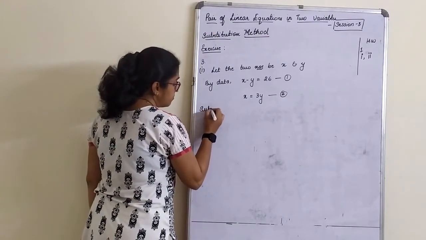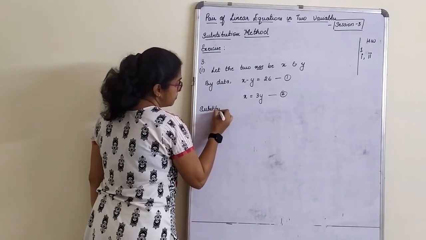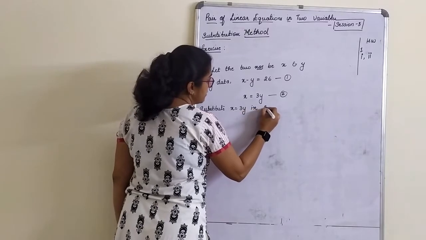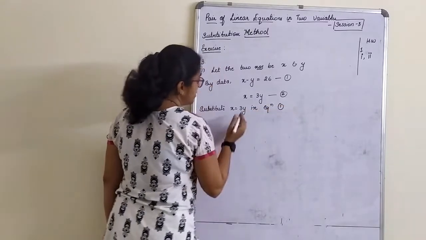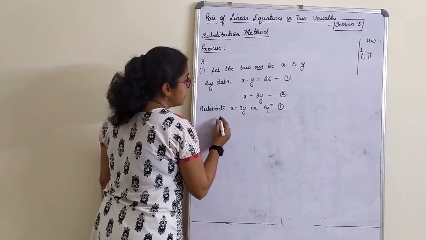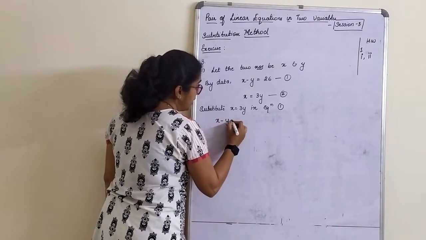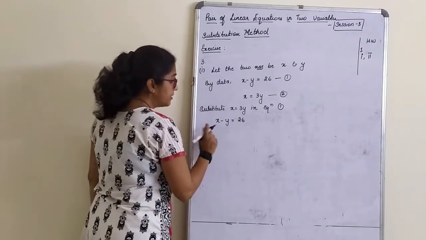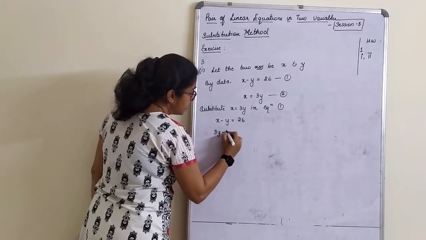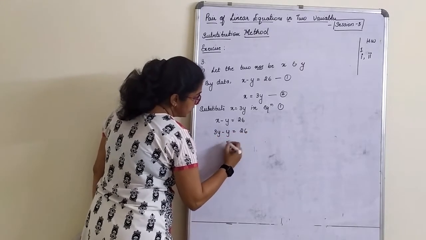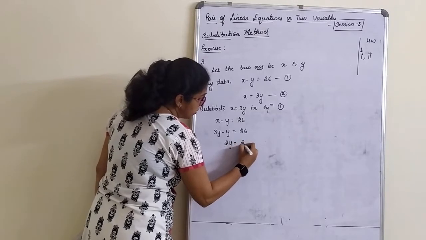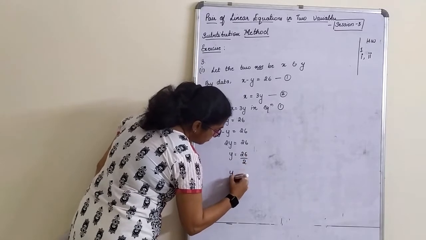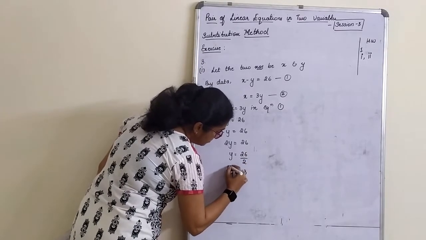Substitute x is equal to 3y in equation 1. So what is equation 1? Wherever x is there, we will put 3y, that is x minus y. Whenever you are substituting, first write the original equation in which you are substituting. X is nothing but 3y, minus y is equal to 26. 2y is equal to 26. Y is equal to 26 by 2. Y is equal to 13.